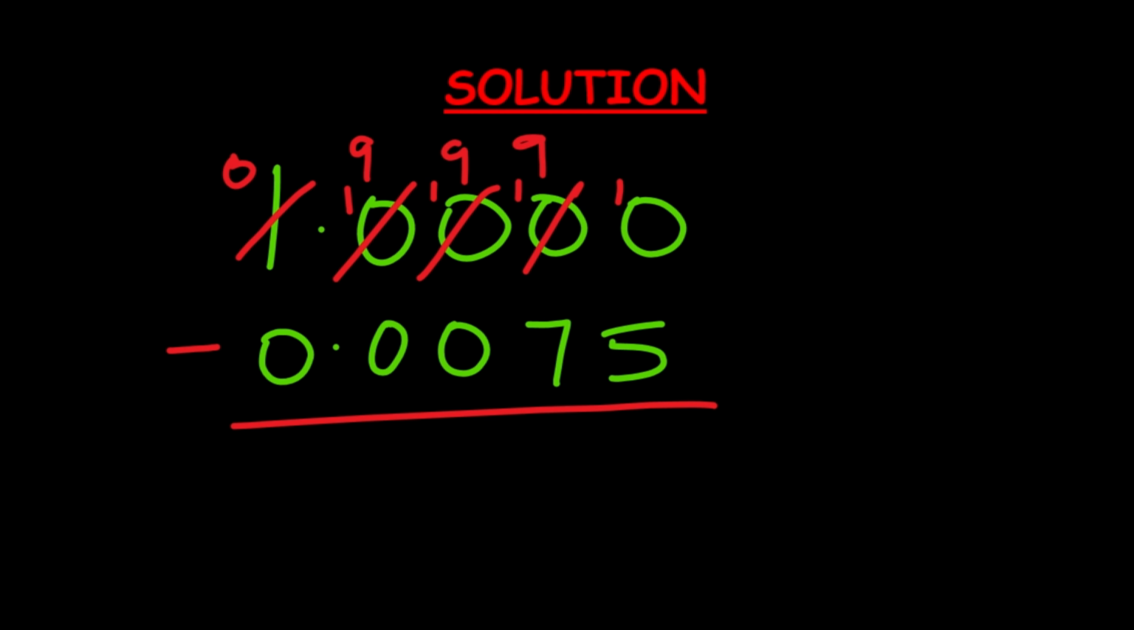10 minus 5 gives 5. 9 minus 7 gives 2. 9 minus 0 gives 9. 9 minus 0 gives 9. Bring down the decimal point. 0 minus 0 gives 0.